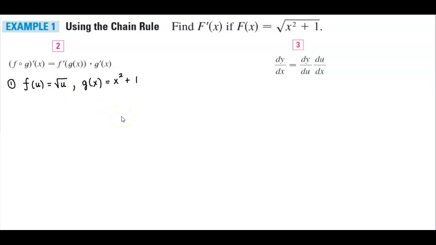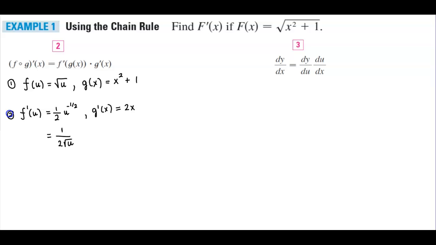So now, if we want to find the derivative of the function f of u, well then that's going to be 1/2 times u to the negative 1/2. And then if we want to write this as a radical and with non-negative exponents, it's going to be 1 over 2 times the square root of u. Okay, now when we want to find g prime of x, the derivative of x squared is 2x, and the derivative of 1 is going to give us 0.